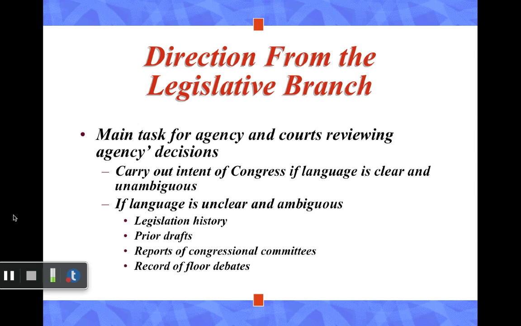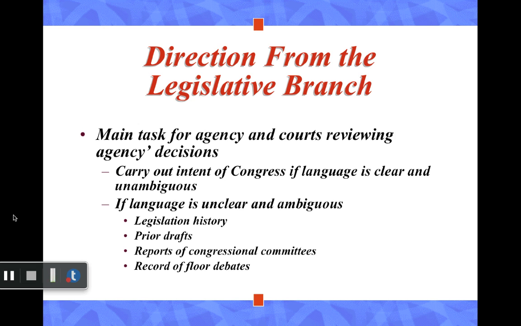However, if the language is unclear and ambiguous, and we'll talk about examples of that in a couple of weeks when we get into some specific cases that they reviewed. For example, the word feasible, what does it exactly mean? And the courts had to struggle with that a little bit. But when they do that, they follow a process. And what they'll look at is the legislative history.